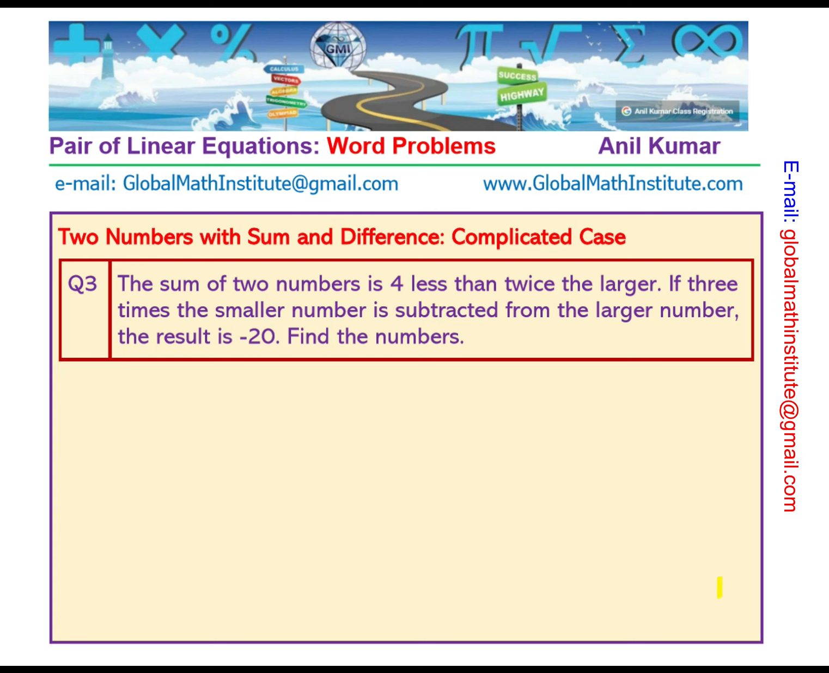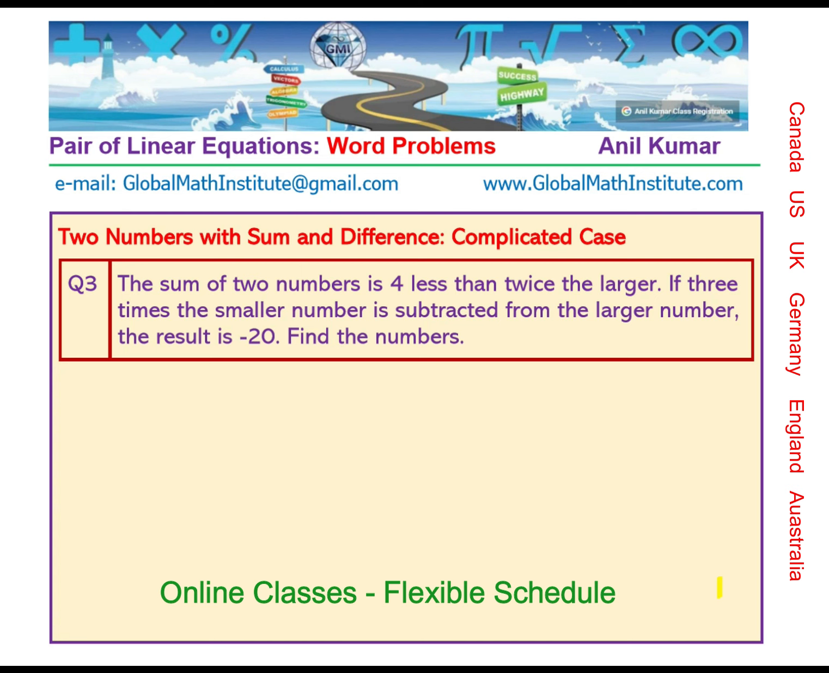Great. Question number 3 here is: the sum of two numbers is 4 less than twice the larger. If 3 times the smaller number is subtracted from the larger number, the result is minus 20. Find the numbers. So very similar to the first two questions. I hope by now you have understood the strategy. So in this set, we are comparing the numbers and working with them.